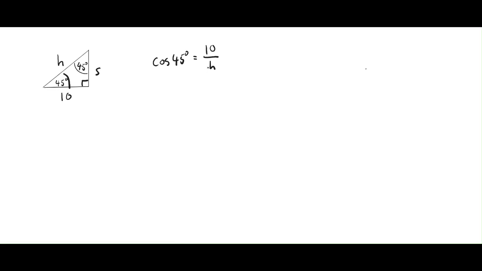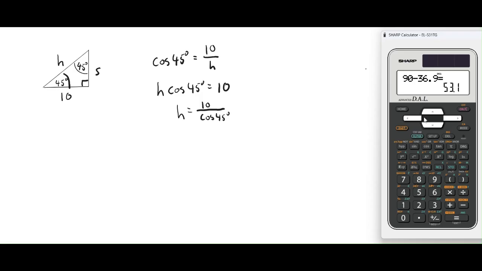So if we multiply both sides by h, I'll do this in a couple of steps just to make it clear how this works out. We get h cos 45 equals 10. And now divide by the cos 45. And you find h equals 10 over cos 45 degrees. And we just need to do that on the calculator. So 10 divided by cos 45. And h is about 14.14.